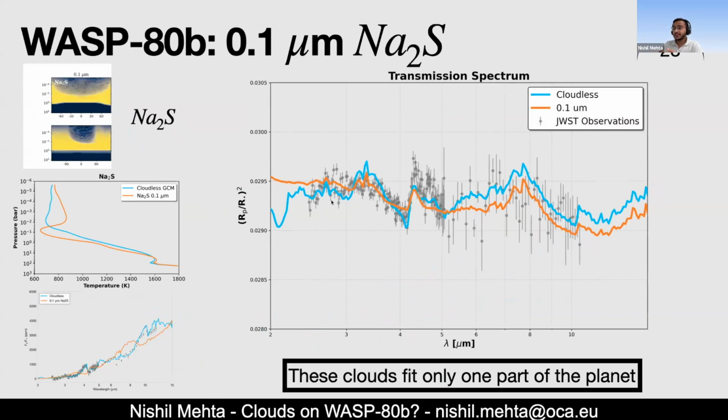So this is an interesting case because this shows us that there can be a cloud which can fit one part of the data really well, but is completely rejected by another part of the data. So we need to be very careful when we have data for only one part of the model when we are studying clouds on exoplanets.